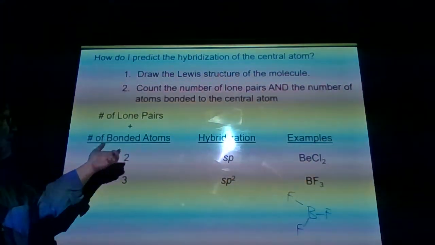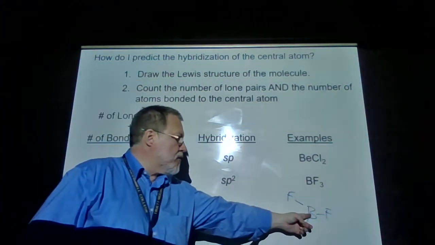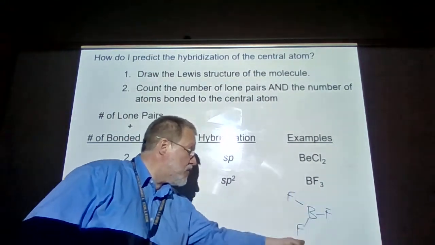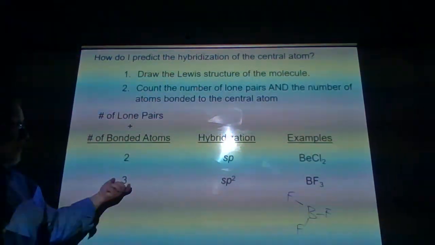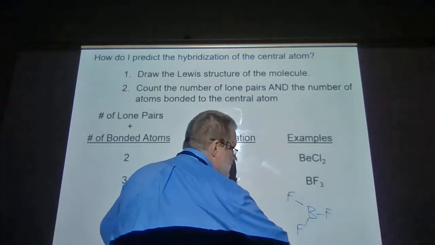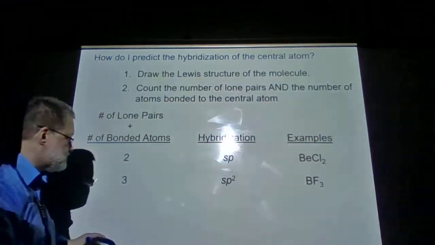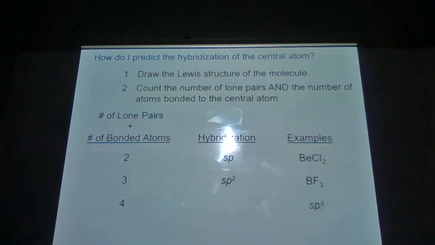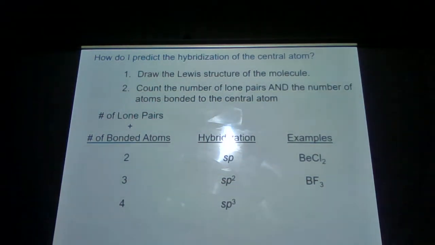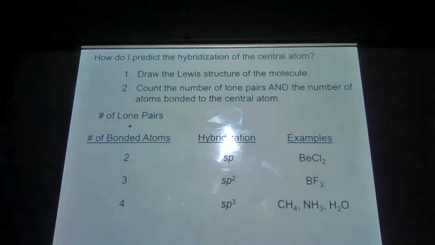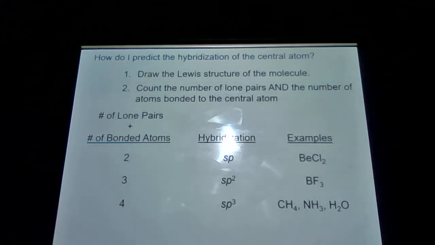Number of lone pairs plus the number of bonded atoms. No lone pairs on that center boron atom. 3 atoms bonded to it. So this sum comes to 3. That boron is sp2 hybridized. Now, number of lone pairs plus the number of bonded atoms: if it comes to 4, you have sp3 hybridization.